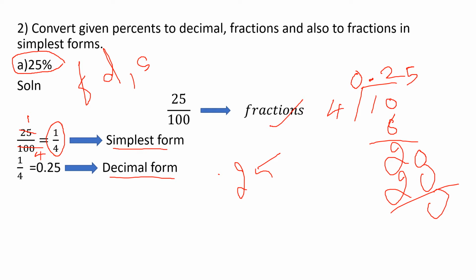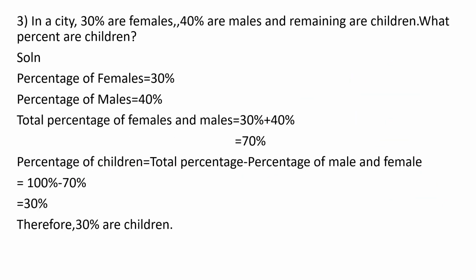Okay, children. So the next part is a word problem. In a city, 30 percentage are female. You can take your Karingal city, no problem. And it is 30 percentage are females. Okay, so Karingal is a famous city, and there is 30 percentage of females, 40 percentage are males, and the remaining are children. So what percentage are children?